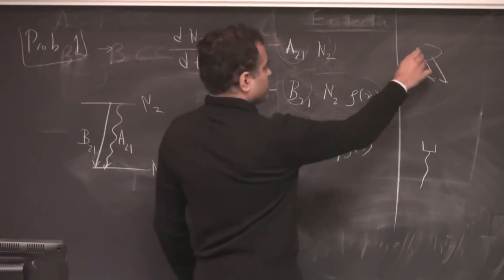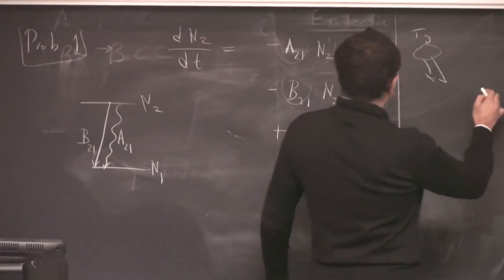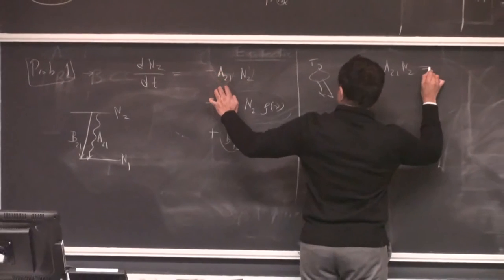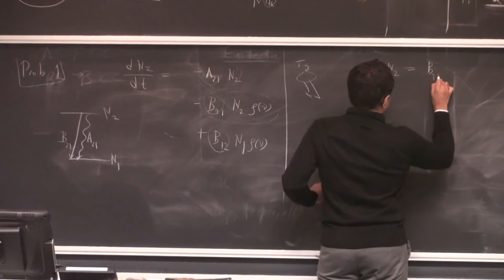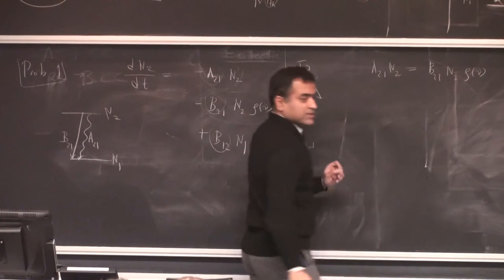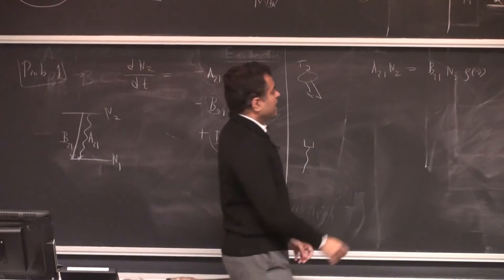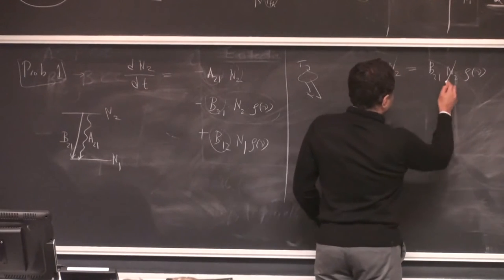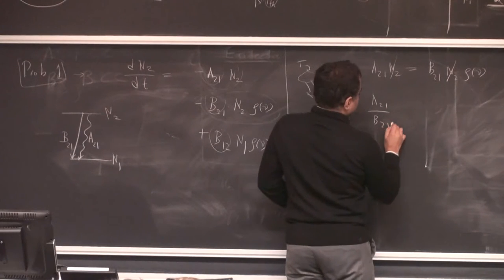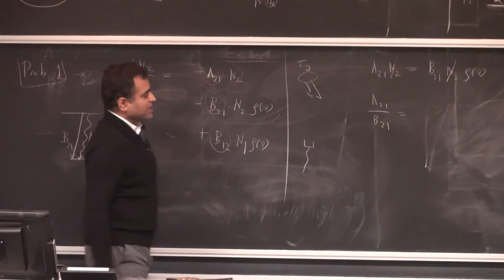So the question is, what is the temperature at which this body is sitting? That means clearly A21 times N2 is equal to B21 times N2 times the photon field, if the two rates are equal. And therefore this goes away, and we are left with A21 over B21 is equal to the photon field, or the radiation field, radiation pattern, and that we know.